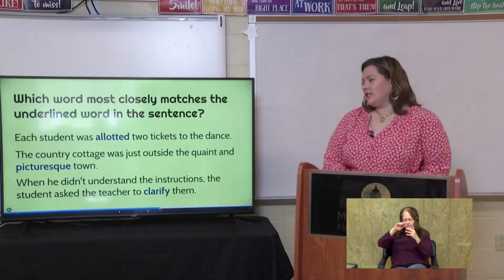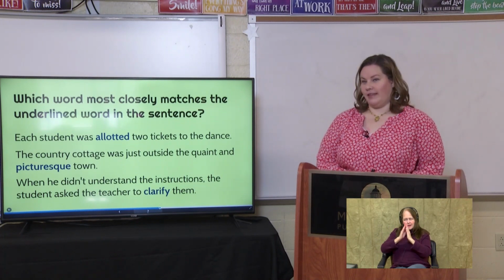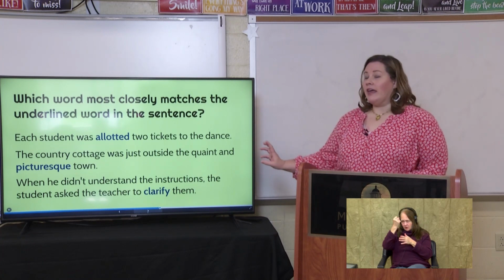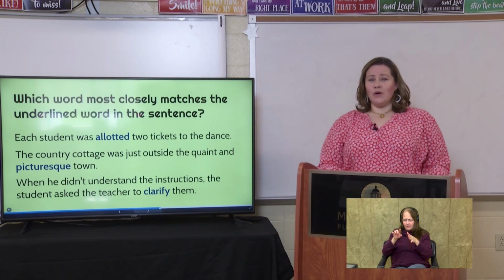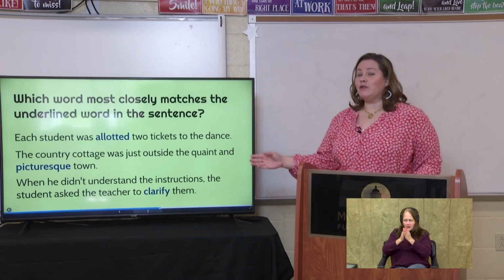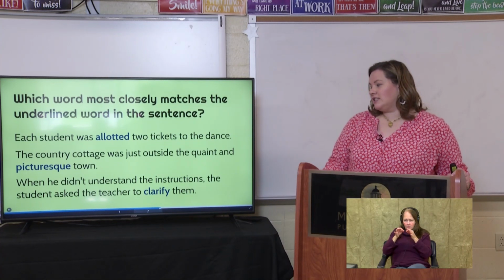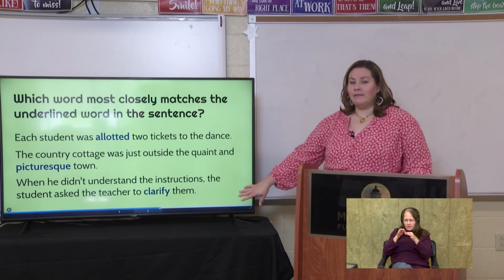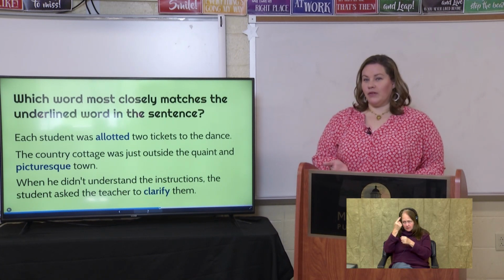And the last one here, it says, when he didn't understand the instructions, the student asked the teacher to clarify them. So the key here is when he didn't understand. And then it goes down and it says to clarify them. So what does that mean? Probably means that the student is asking questions. So if you look at this sentence, it says when he didn't understand the instructions, the student asked the teacher to explain them. All right, so I've applied my definition here in the sentence and it makes sense. So I'm probably on the right track.